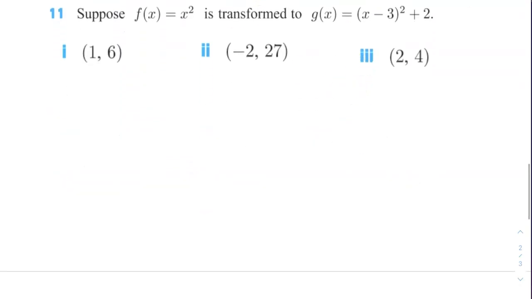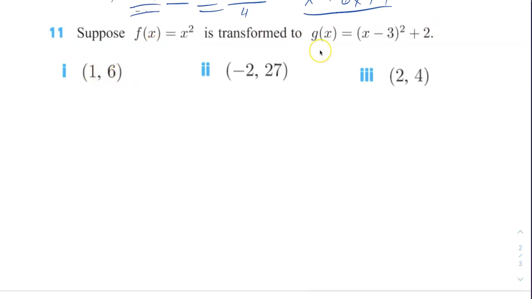Last one. Suppose f of x equals x squared is transformed to g of x equals (x minus 3) plus 2. What happens here is I want to know what these points are in g. I must have forgot to put that part there. So what is this in g? Well, the key thing here, I don't even care about this part. That part doesn't matter to me. The part that matters to me is this. What is this doing to my points? What's it doing to my x? And what's it doing to my y?